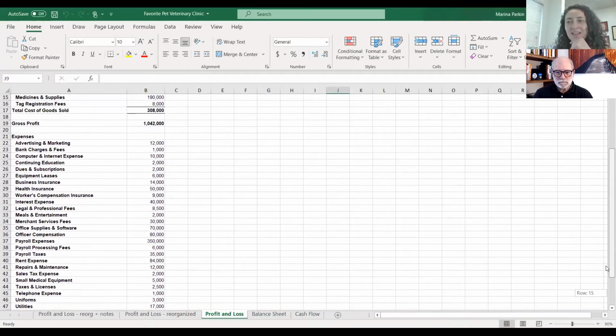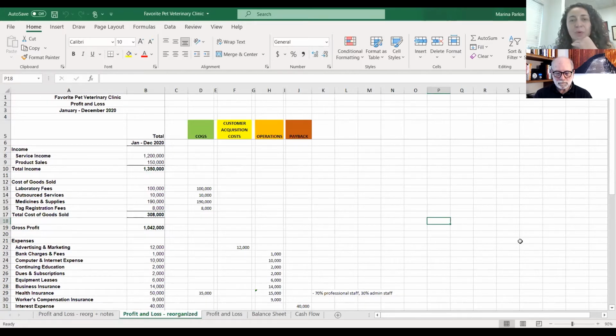So as I said the first time we looked at this financial list, for me as the tax person, this is beautiful. I can put that in the tax return. Everything I've already reviewed is deductible. Everything is great, and I can keep going. But now let's see how we can better organize it so we can look at the different categories. So what I did in this tab was reorganize them according to the categories that John suggested, which are cost of goods sold, customer acquisition cost, operations, and payback.